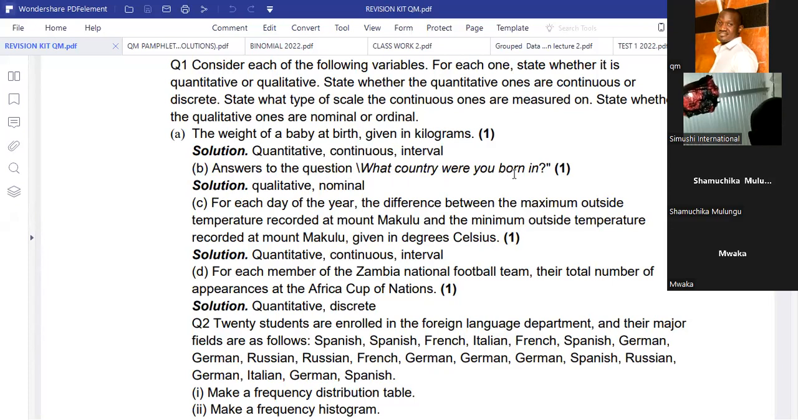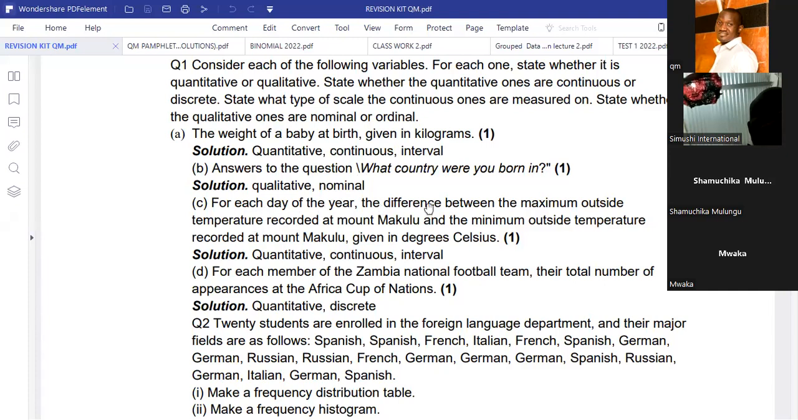The country in which you're born, what type of data is this? That is qualitative but nominal. Nominal is as good as discrete. You can't be born in 2 countries. You are born in 1. But tribe can be ordinal because you could be Bemba and Lozi at the same time.